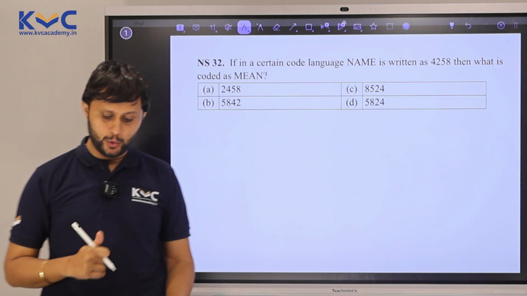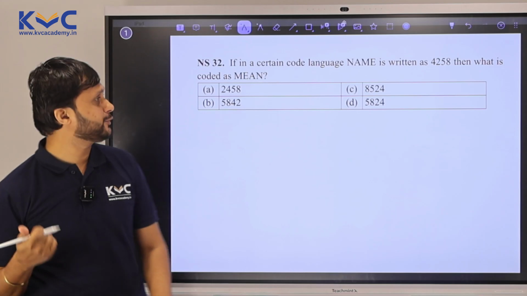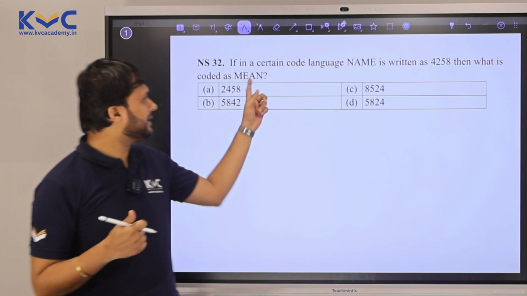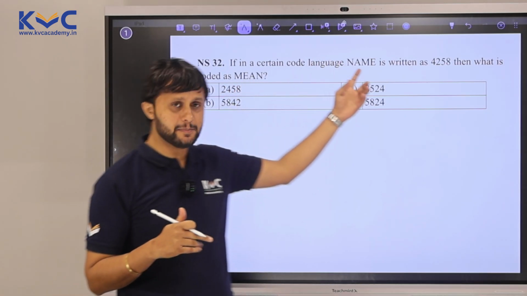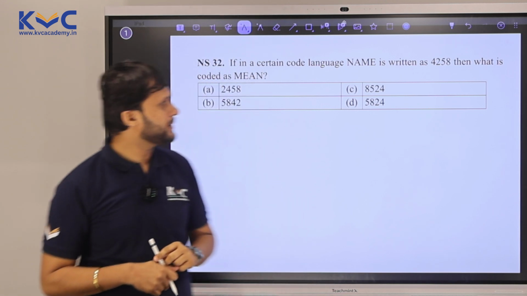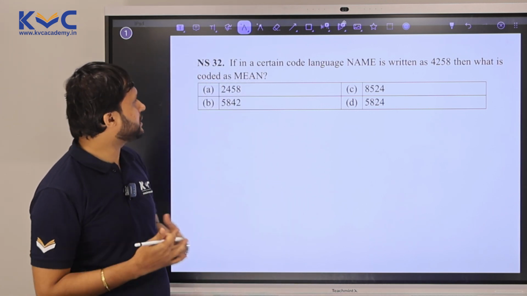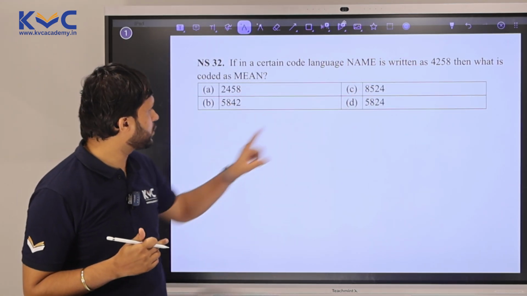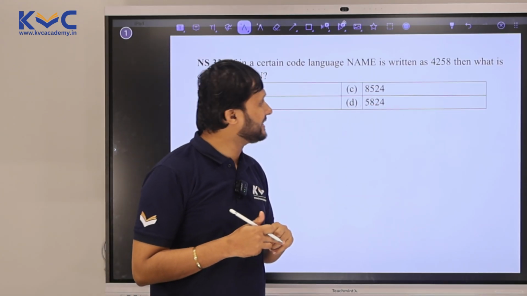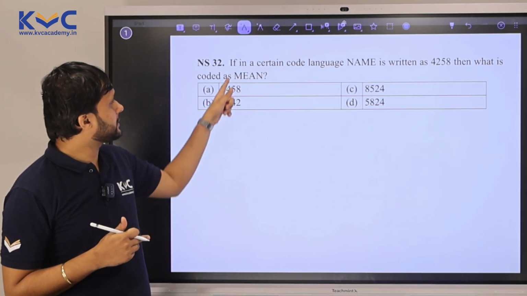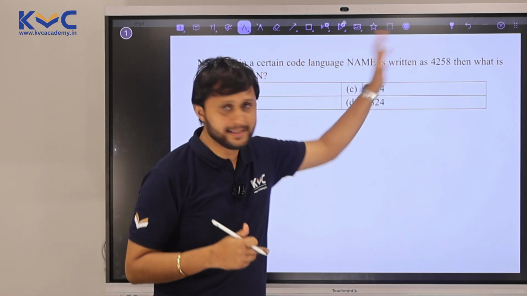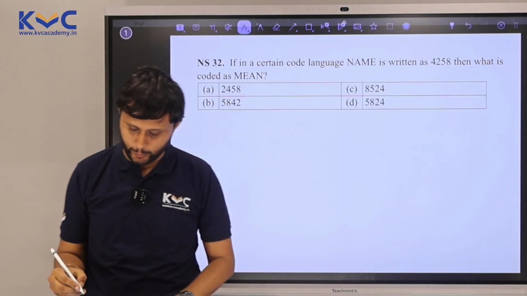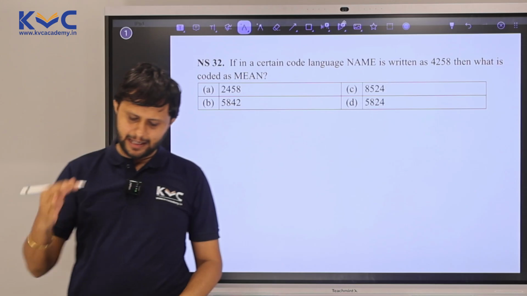If in a certain code language NAME is written as 4258, what is coded as MEAN? So if you see the letters in MEAN and letters in NAME, both are same. Correct? So we'll just have to rearrange the numbers. N was equal to 4 and here N is there last. So we have 2 options with having 4 at the end. Okay. And here we are starting with M. M is over here. 5 is associated with M. So we have 5. So I think the answer is 5824.